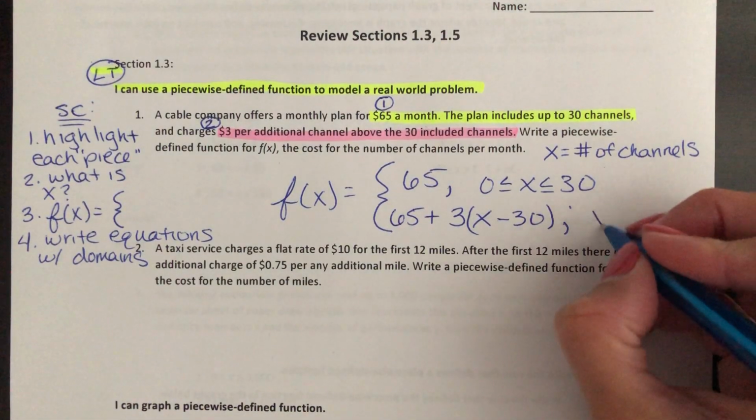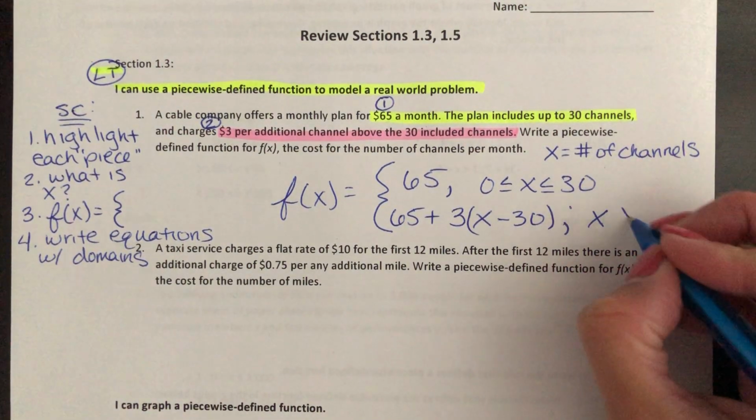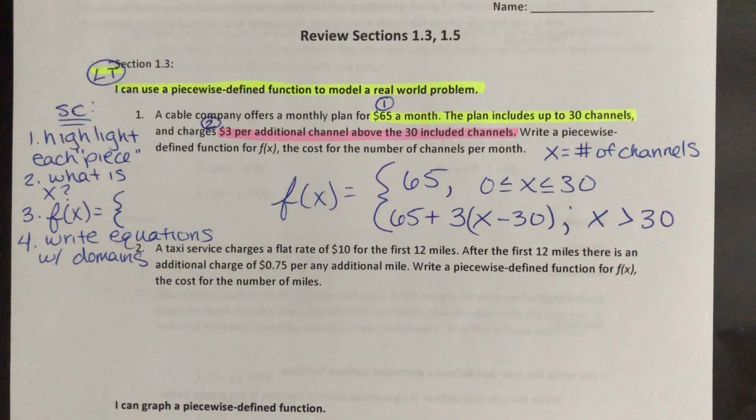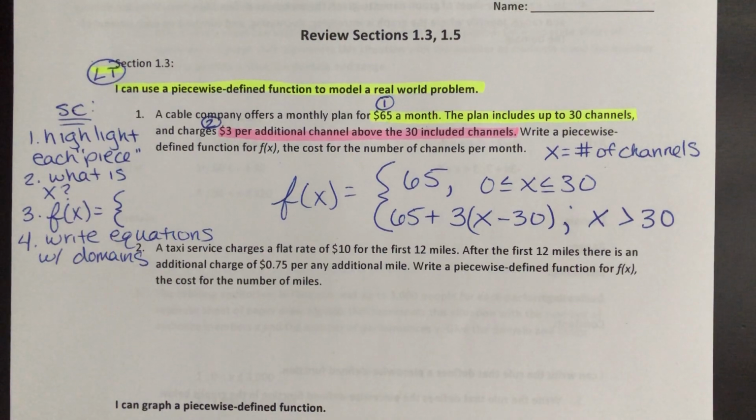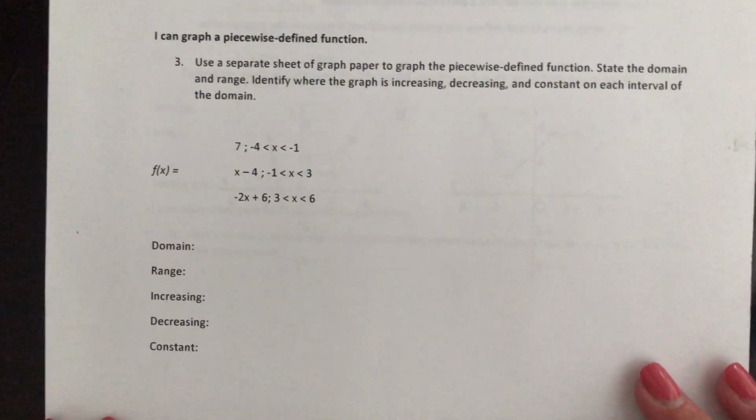I'm going to take those channels away because they're already paid for in the $65. And then this is for x, number of channels, greater than 30. And that is the answer right here. That's your piecewise defined function. So you try number 2 and check it with the key.